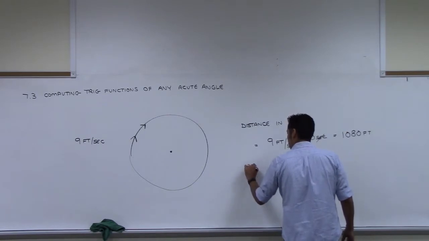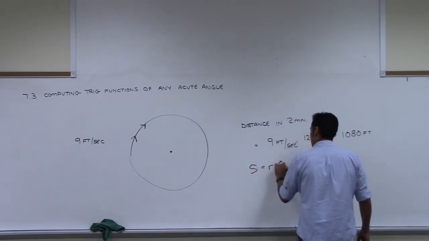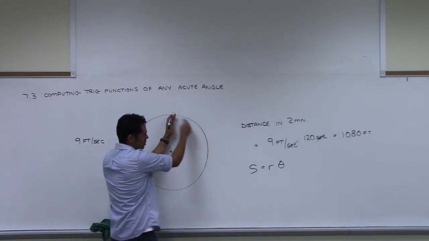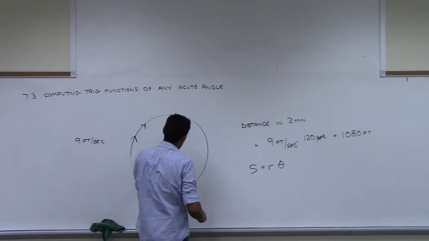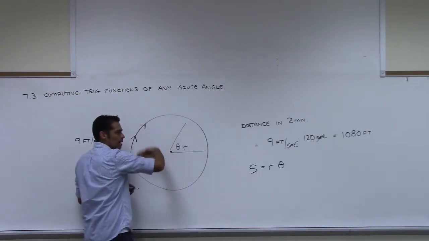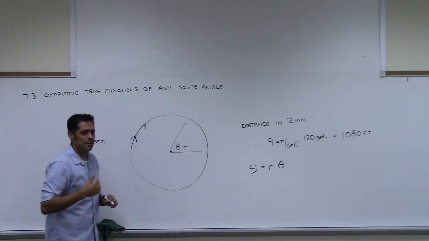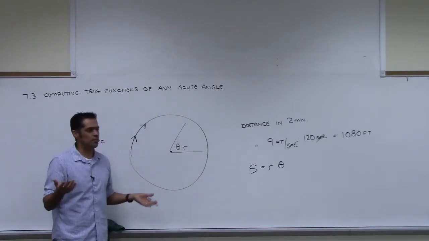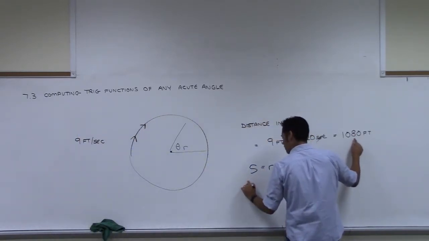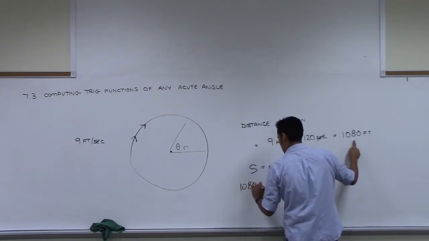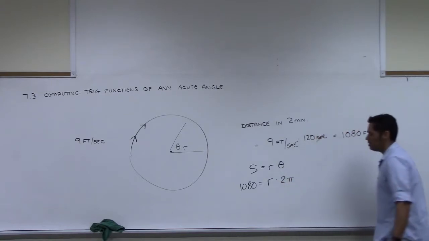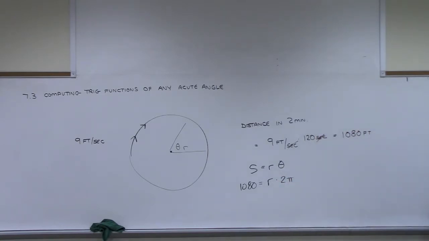So what we know is S equals R theta. S is the arc length, the length of the segment traveled when you're given a radius of R and an angle of theta. Now in this case, he went all the way around, so theta is 2 pi. And that's your circumference formula, right? Circumference is 2 pi R. So we know his distance: 1080 equals the radius, which is what we're trying to solve for, times the angle, 2 pi. So all you have to do is divide 1080 by 2 pi, and it's some decimal.